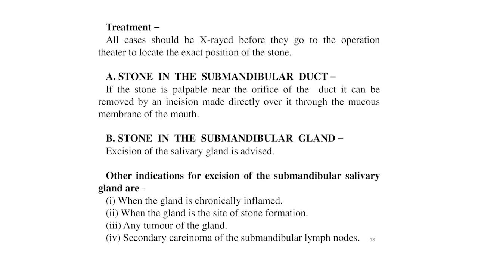Second is the stone in the submandibular gland. Excision of the salivary gland is advised. Other indications for excision of the submandibular gland are: when the gland is chronically inflamed, when the gland is the site of stone formation, any tumors of the gland, and secondary carcinoma of the submandibular lymph nodes. These are the other indications for excision of the submandibular salivary gland.